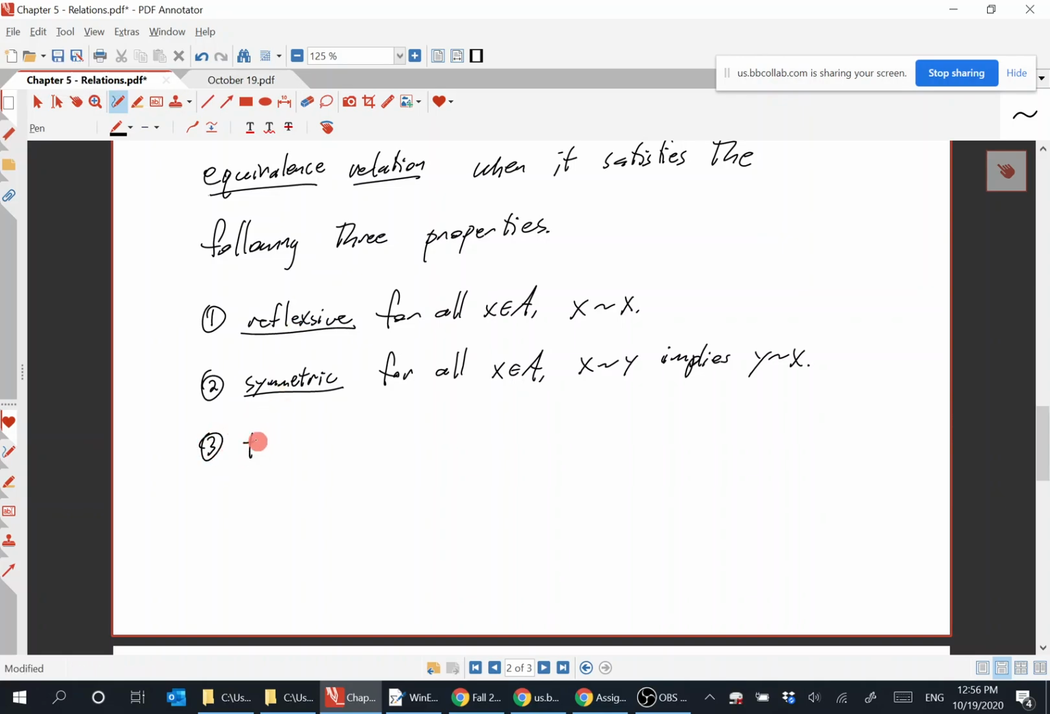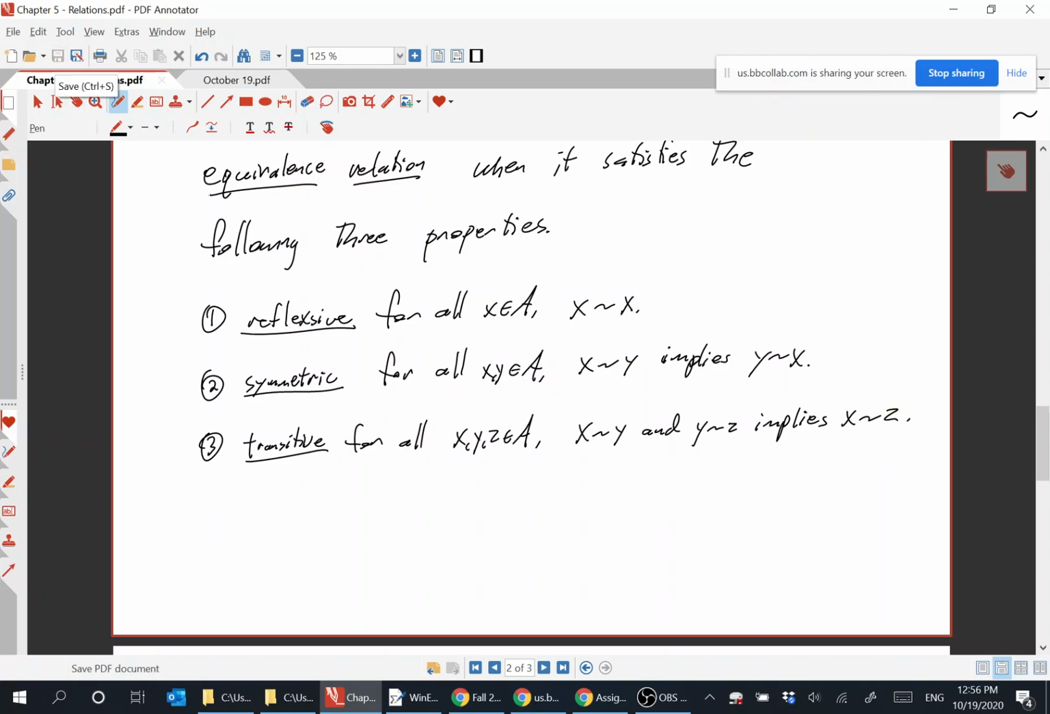Three, so reflexive, symmetric, and transitive. For all X, Y, and Z in A, X related to Y and Y related to Z implies X is related to Z. X related to Y, Y related to Z implies X is related to Z.